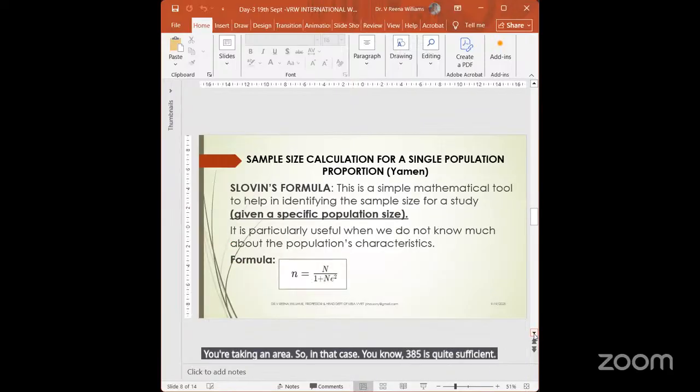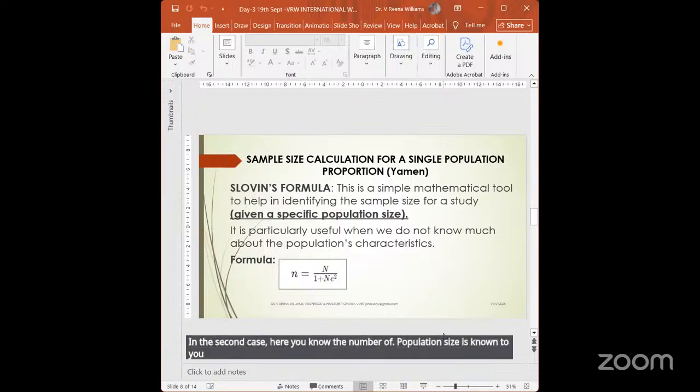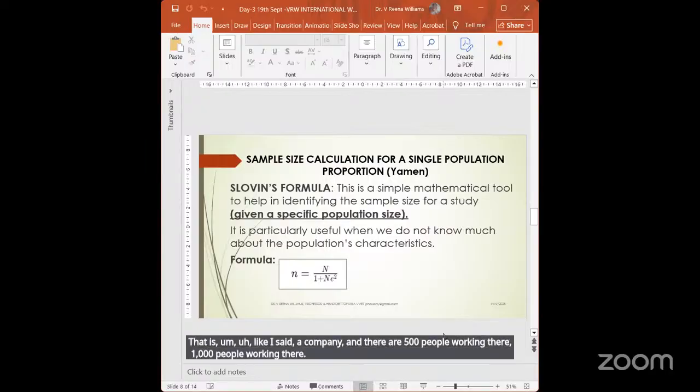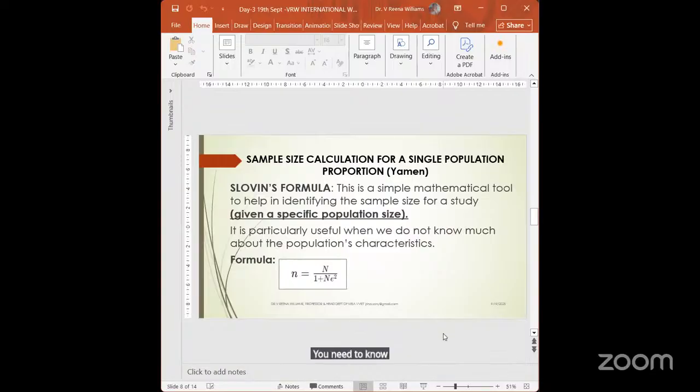In the second case, here the population size is known to you. That is, like I said, a company, and there are 500 people working there, 1,000 people working there, 300 people working there. In such cases, you need to know what is your sample size. What should be your sample size? In such a case, you're using this formula. n is equal to N divided by 1 plus N e squared. This is the formula that you use.